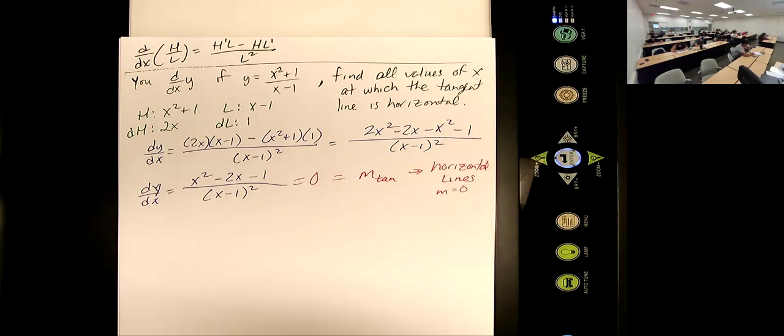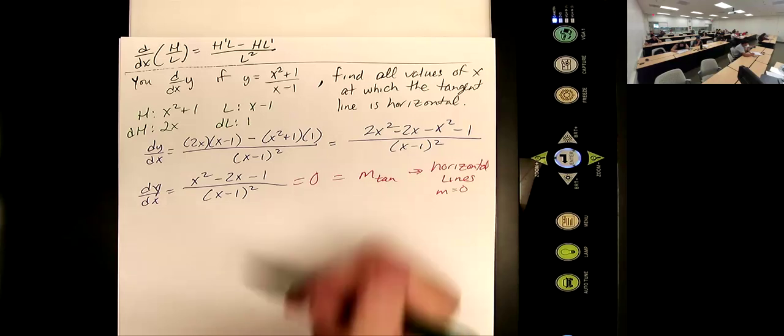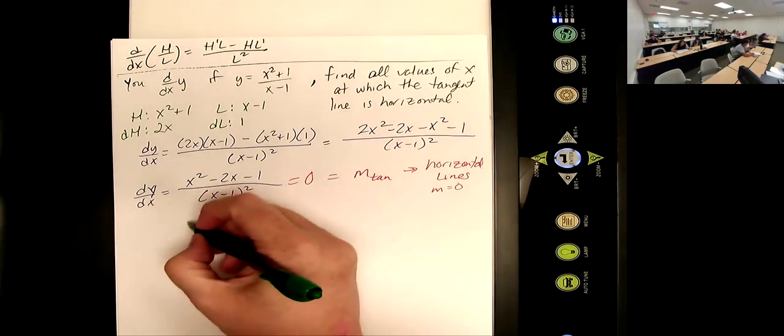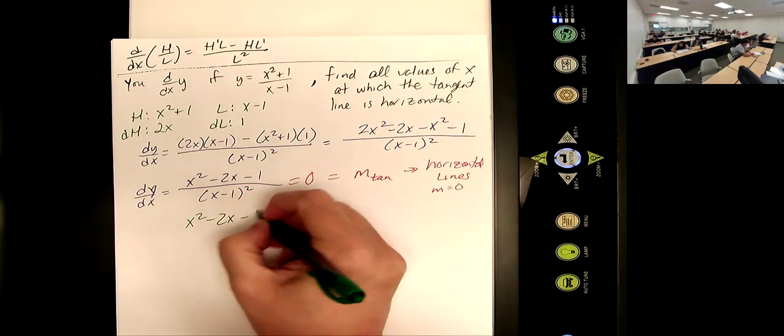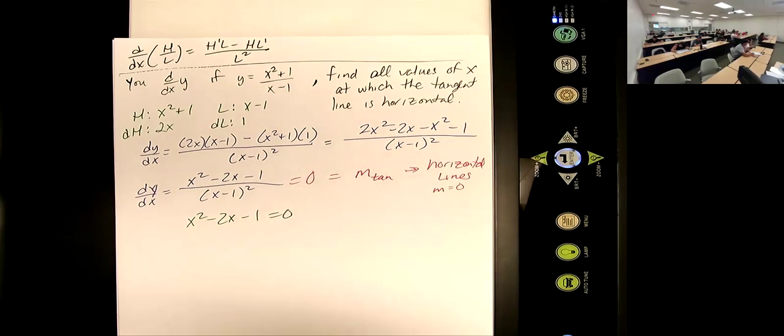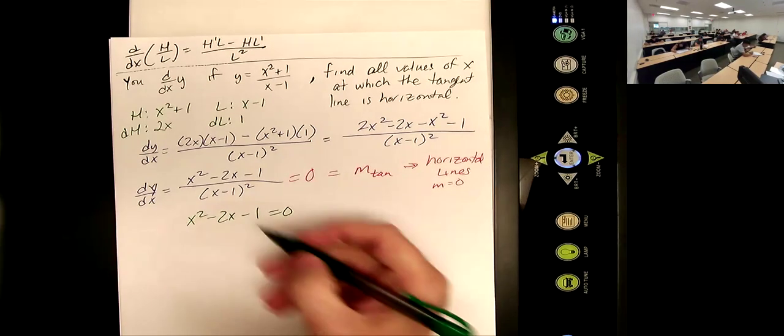So the derivative, or not the derivative, any fraction is only equal to 0 when? When the numerator equals 0. We don't even need to worry about the bottom, it's only when the numerator equals 0. Alright, so when does that equal 0?